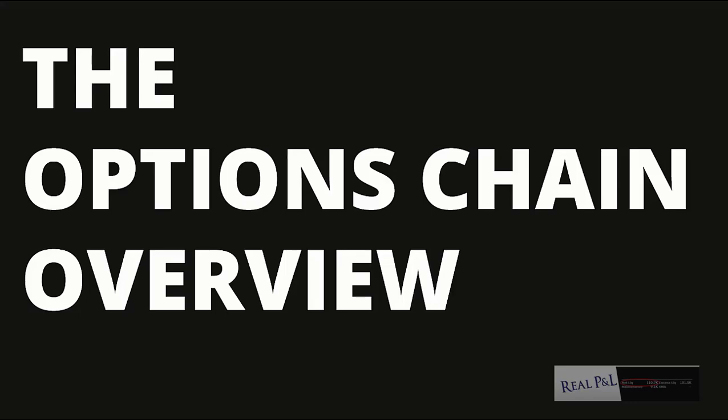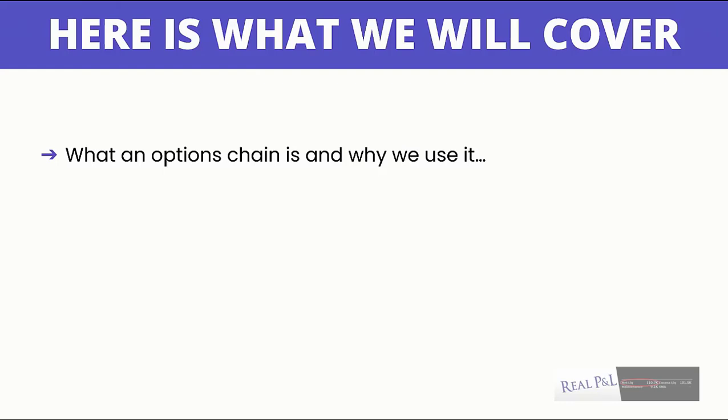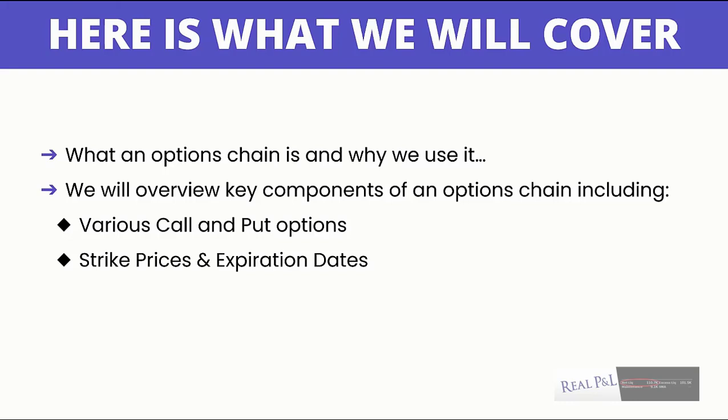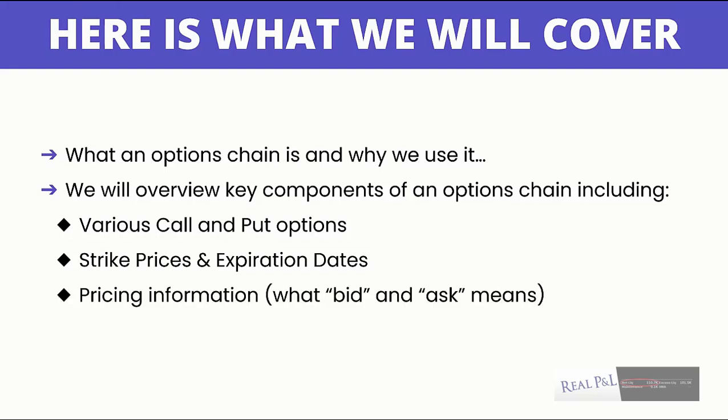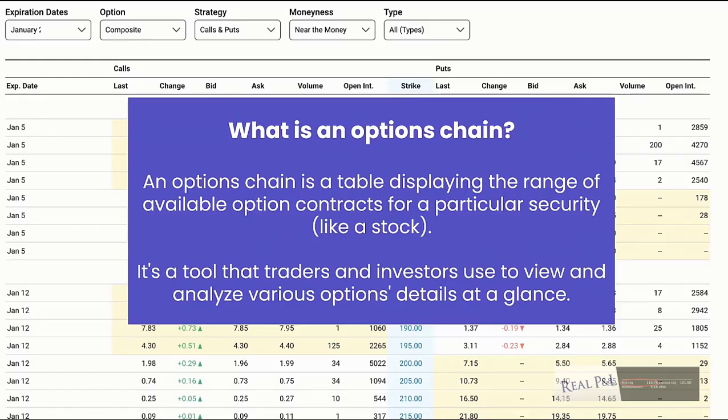The options chain overview. Here's what we're going to cover. What is an options chain and why do we use it? We'll overview key components of an options chain, including various call and put options, strike prices and expiration dates, pricing information, what bid and ask means, liquidity, volume, and open interest. So let's dive in. So what is an options chain?